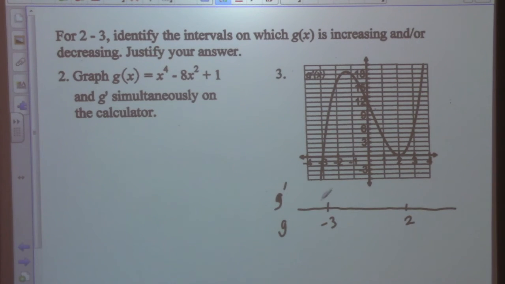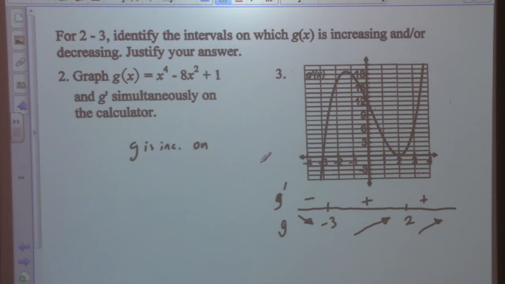And what goes here to the left of negative 3? Is g prime positive or negative to the left of negative 3? Negative. So that means that we're decreasing on this interval. What about all these other intervals? Plus and also plus, right? So increasing, increasing. So for number 3, g is increasing on which intervals?